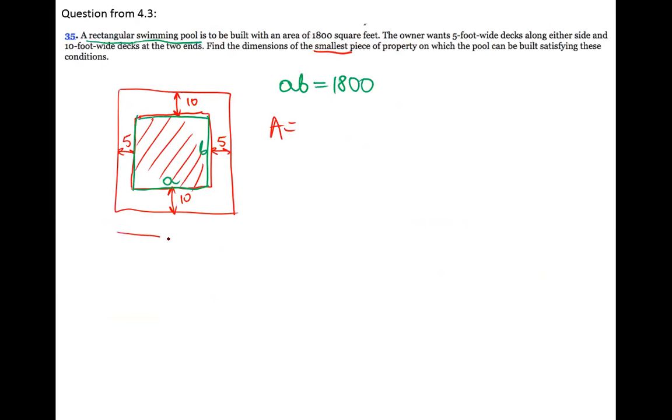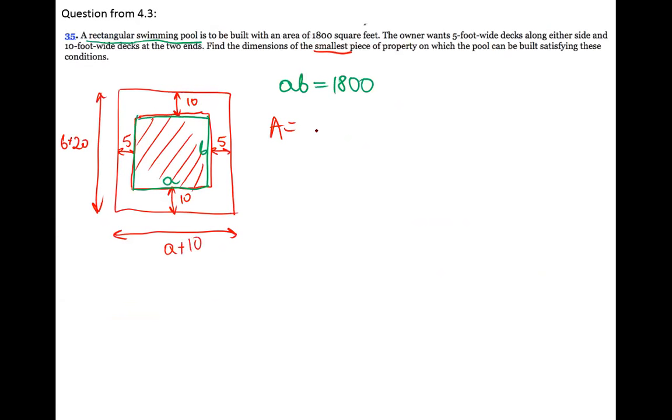Now let's name this distance. For now, this distance will be A plus 5 plus 5, because we can see it's A and then 5 and 5. This distance is B plus 10 and 10. I can say 20 right away. And I can say 10.